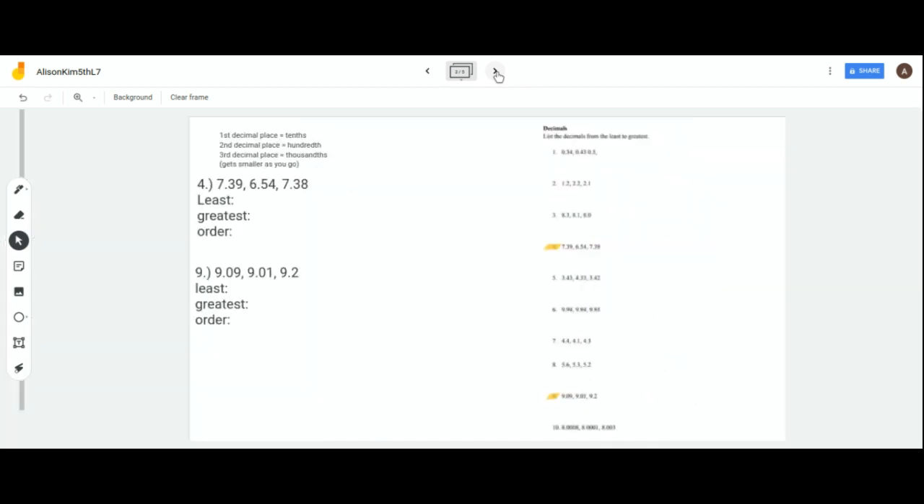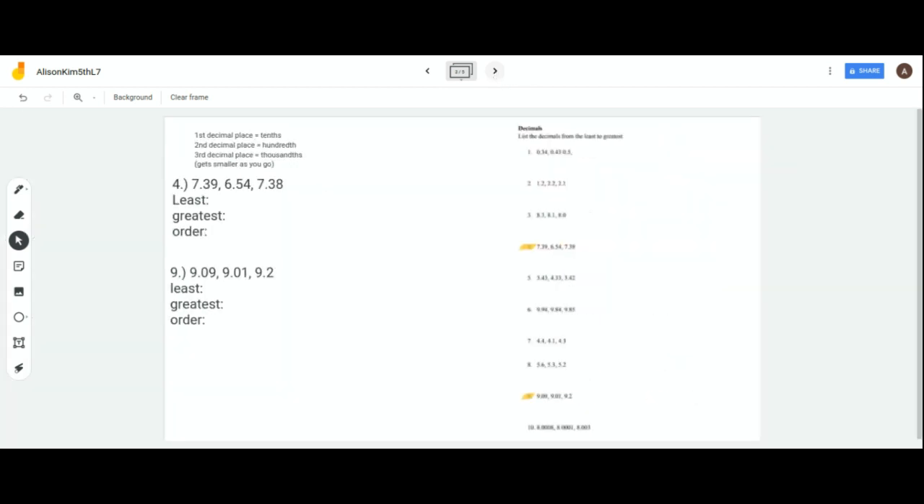Let's move on to decimals. Okay, so you need to read up here. The first decimal place, the number after the decimal point, is the tenths. The second decimal place is the hundredths. The third decimal place is the thousandths. So as you go down, or as you get farther, the value decreases, okay? You have to keep that in mind. And there are way more places after this, but these are the main 3 that you should know.